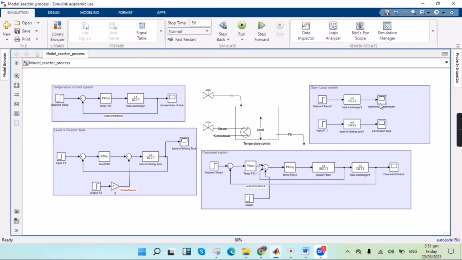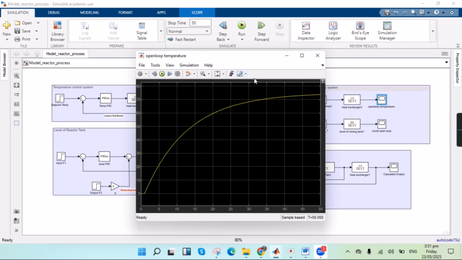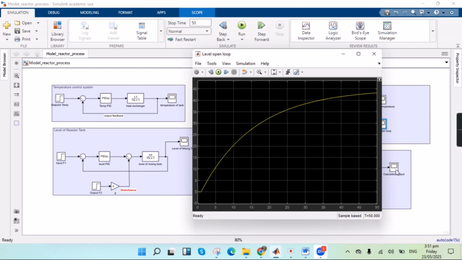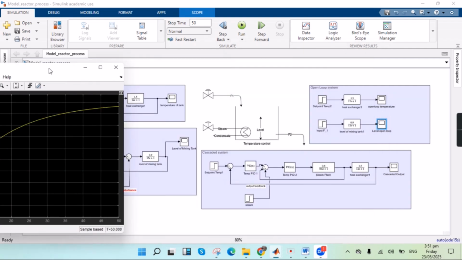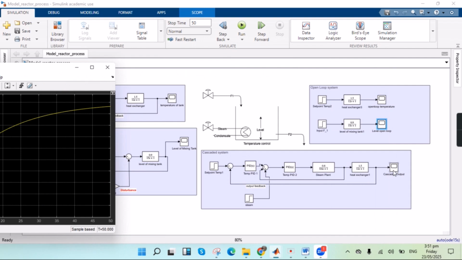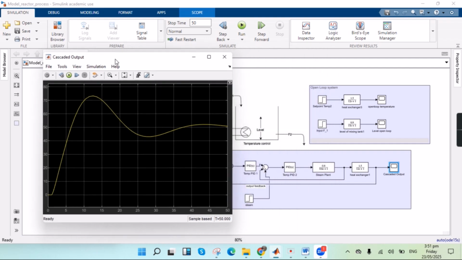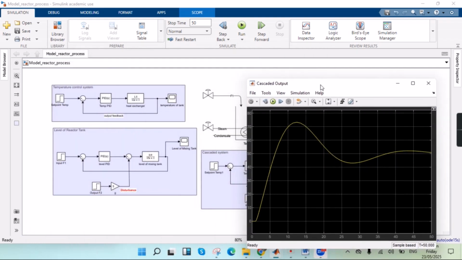Okay, and this is the open loop system for the temperature, and this is the open loop system for the level of the tank. Okay, and this is the cascaded loop system to control the temperature basically.